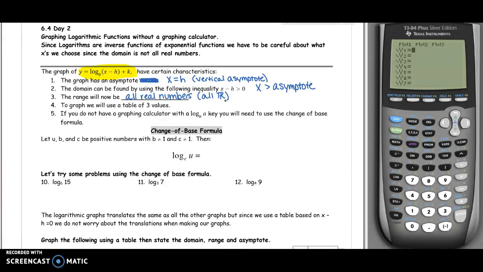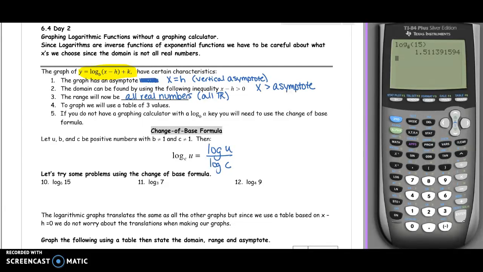The change of base formula says if you have log base c of u, you do log button of u divided by log button of c. It's called the change of base because you are changing it to base 10. So instead of base c, it's going to be base 10. For example, log base 6 of 15. On my calculator, I'm going to use our fancy feature to show you what log base 6 of 15 is. So we know that log base 6 of 15 should be 1.51.